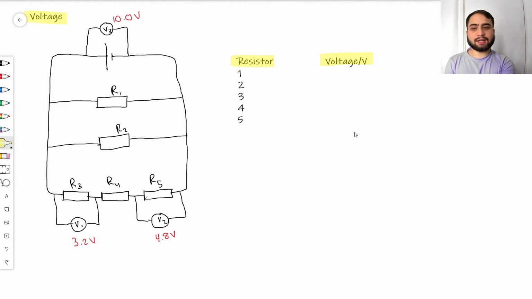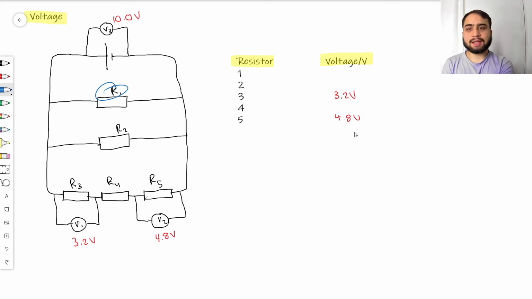Here we have 5 resistors, and we have to work out the voltage across all of them. Okay, where we can see 3 voltmeters in parallel, as they always should be, because they're measuring voltage across a component: across a cell, which is 10 volts, across R3, which is 3.2 volts, and R5, 4.8 volts. Okay, so let's fill in our table with all the known values. So we know that resistor 3 is 3.2 volts, and we know that resistor 5 is 4.8 volts. But the rest is up to us to work out.